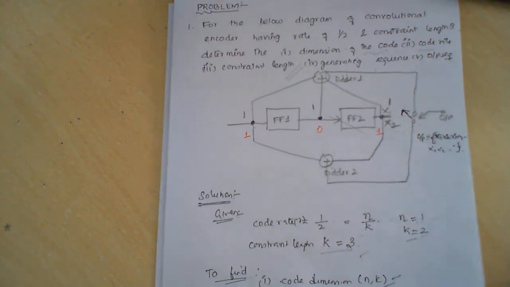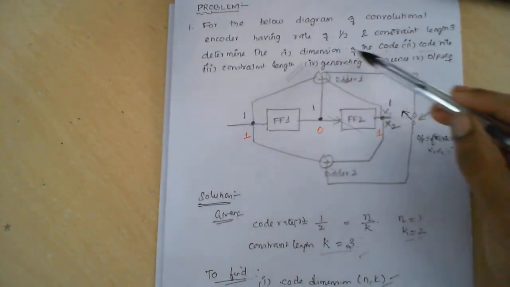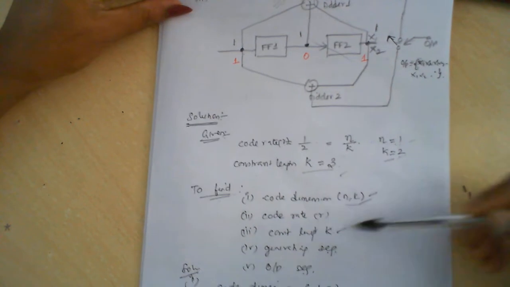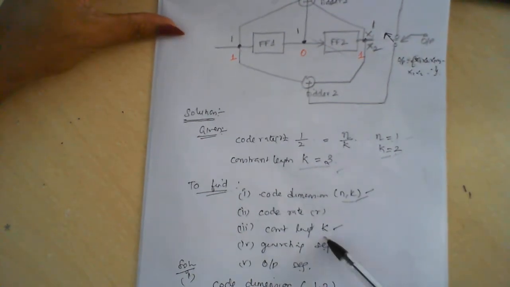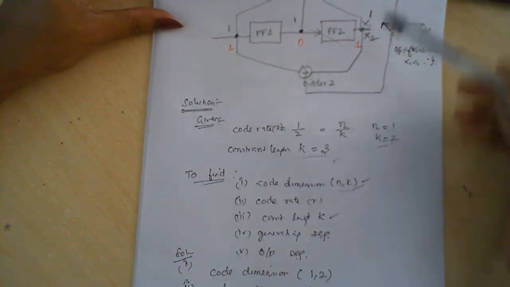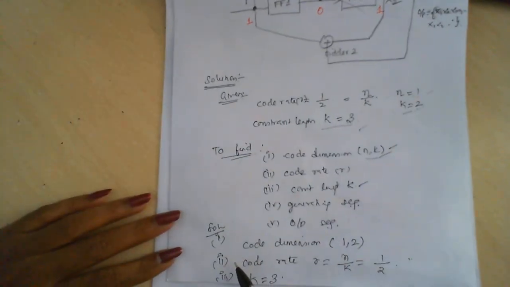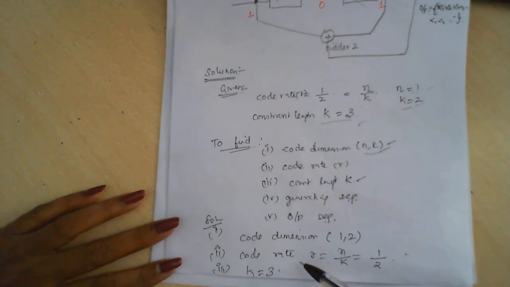Next you should write what is to find. To find, you can write all these specified terms. So determine is nothing but to find. So you can write all those terms here: code dimension N comma K, what is your code rate, what is your constraint length, what is your generating sequence, and what is your output sequence. So for this, if you write the solution in this order, the presentation will be very neat, and the understanding of the problem will be also easy.